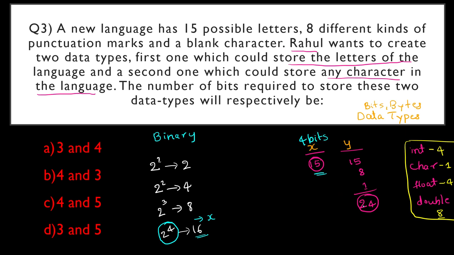The Y needs to store 24. So you need to write down the next one. After 2 power 4 we need 2 power 5. 2 power 5 is nothing but 32. This 32 can contain all these 24. That is correct. So how many bits do we need? For Y we need 5 bits. That is nothing but option C. 4 and 5 is the correct answer for this question. Okay, as simple as that.